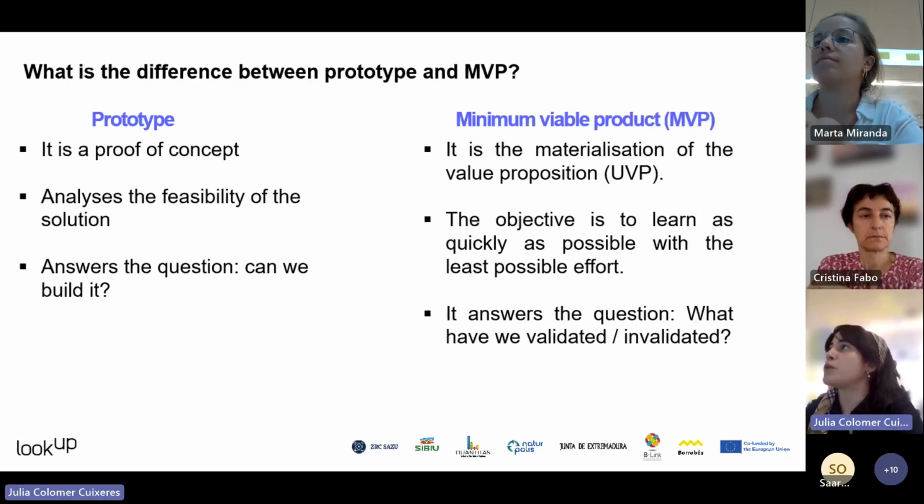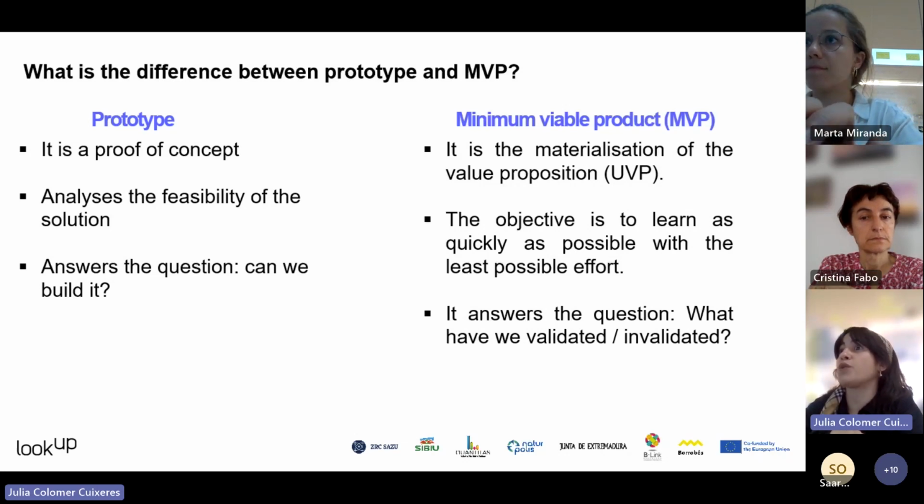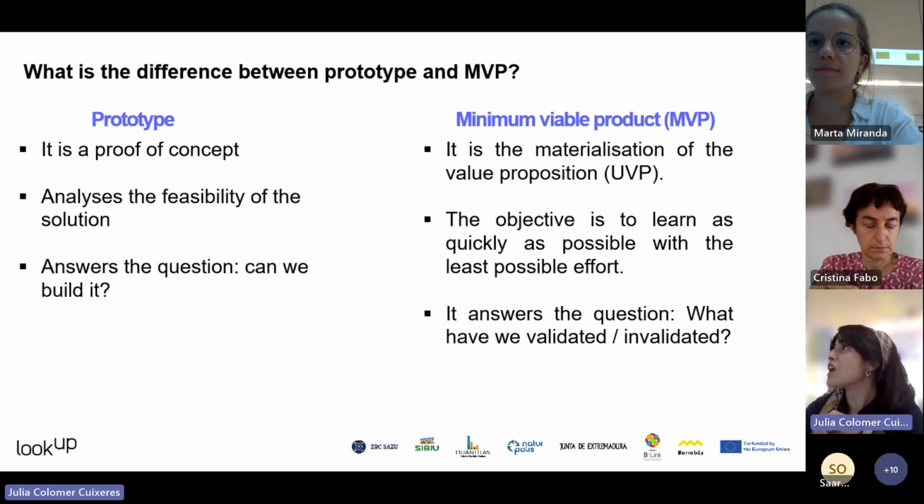Okay, the difference between prototype and minimum viable product, as I mentioned, is the proof of concept. It's about how feasible it's going to be. The prototype answers the question, can we build it, in order to go to a further step, which is the minimum viable product. Yes, the minimum viable product is to learn as quickly as possible, and it answers the question, what have we validated or invalidated by trying.